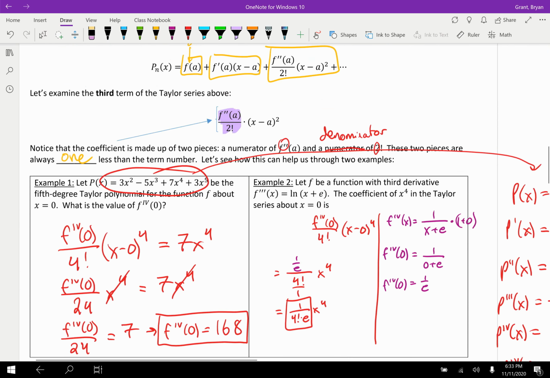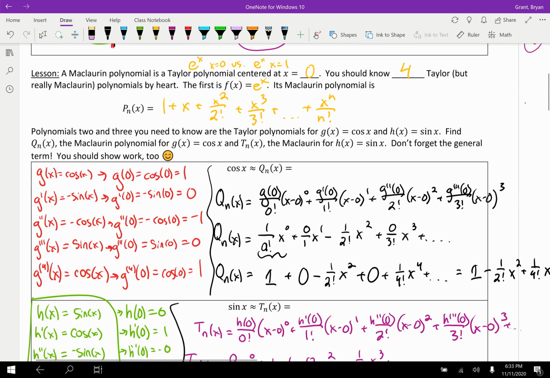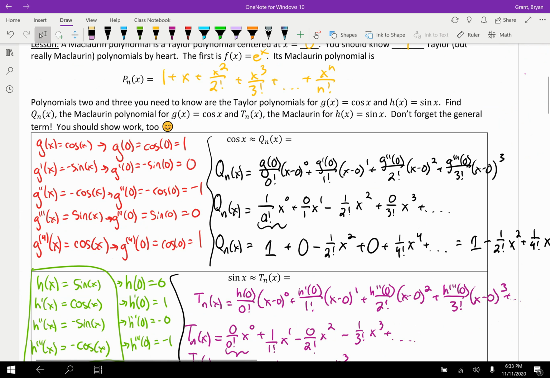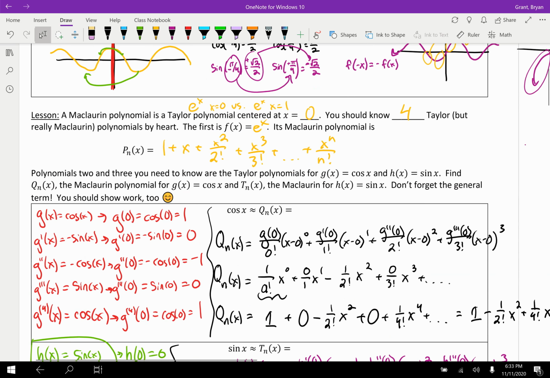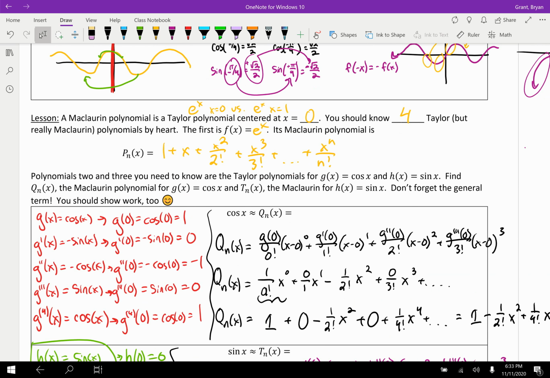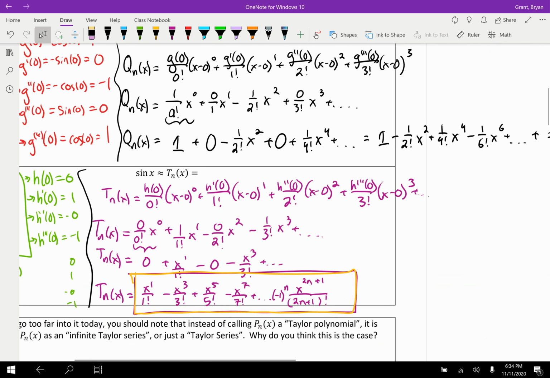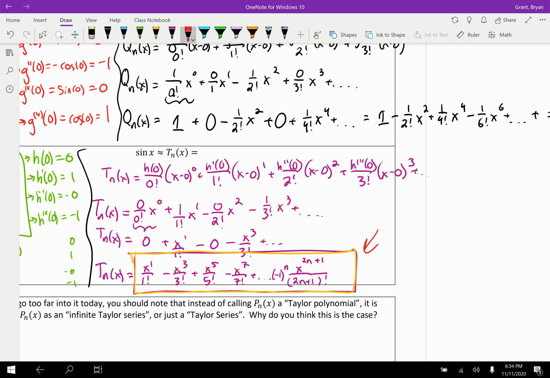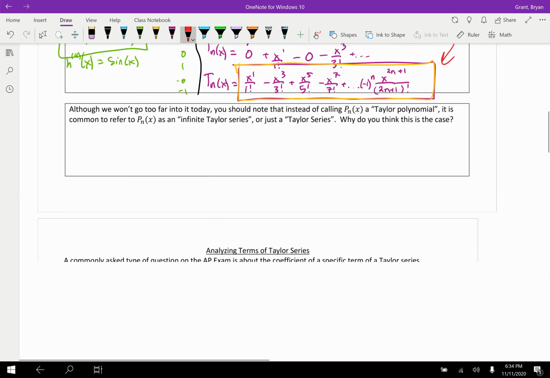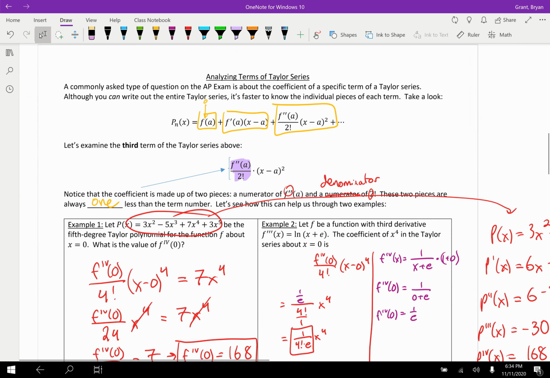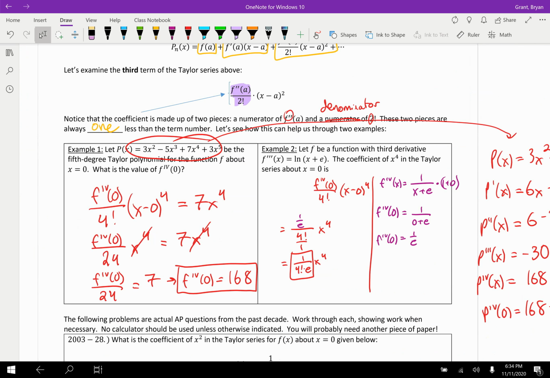You need to take away two things from this lesson. First, Maclaurin polynomials are Taylor polynomials, Taylor series, centered at x equals 0. And in fact, you need to know 4 Maclaurin polynomials. You already know 3: 1, 2, and 3. All right, we'll learn the last one maybe next class, maybe not. The second thing you need to take away is how to analyze a specific term of a Taylor polynomial, and that's that.